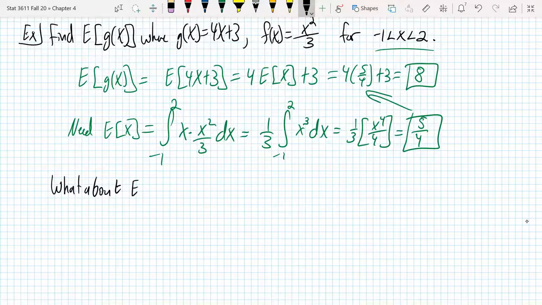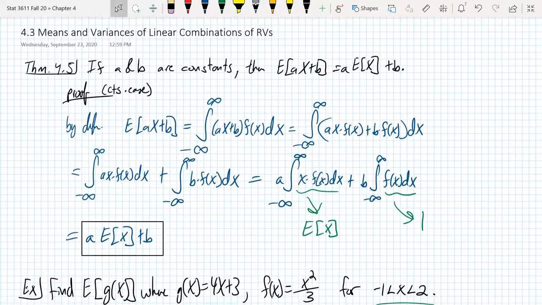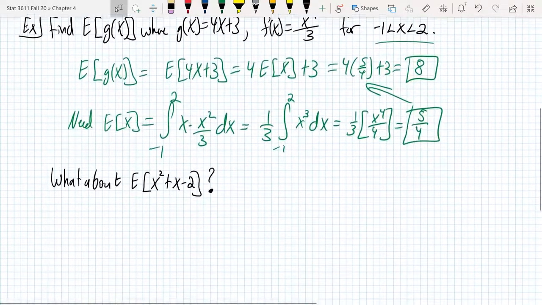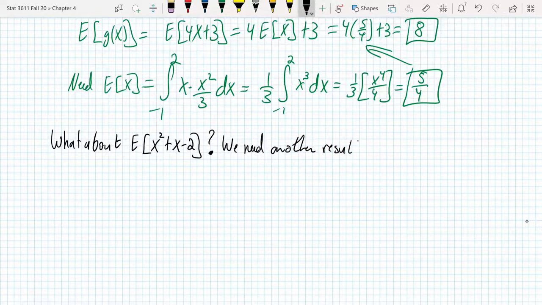What if you were asked to find the expected value of x squared plus x minus 2? This is not a linear combination on x, right? That is not of the form ax plus b. That is not a linear combination. So we cannot use that theorem, but there's something else we can use, right? We need another result, which I'll introduce right now.